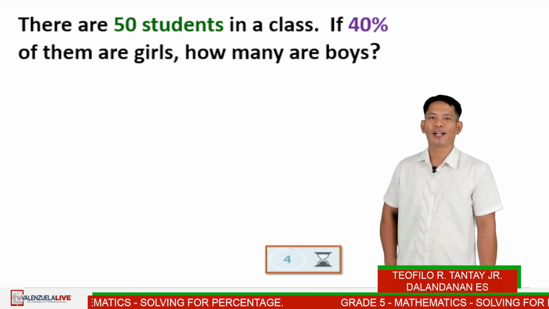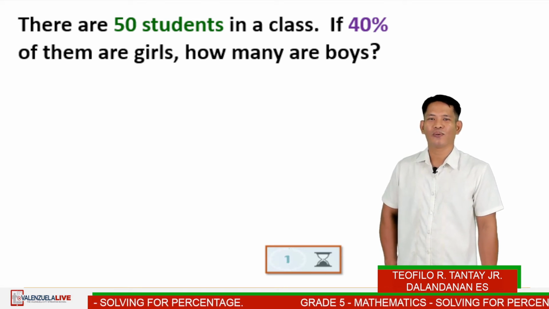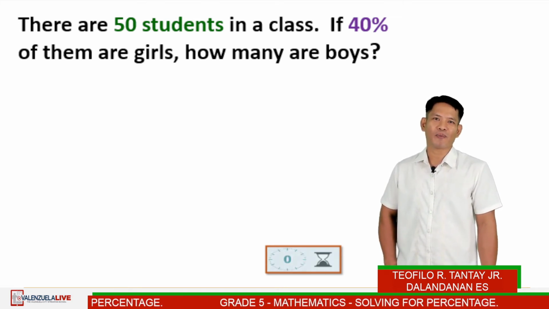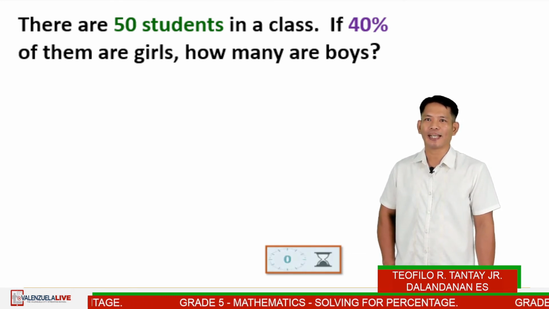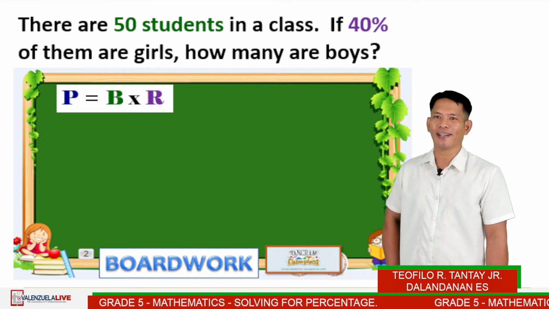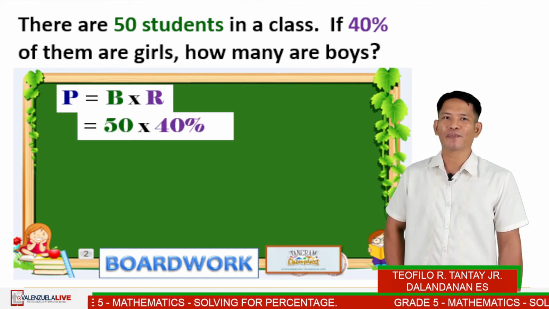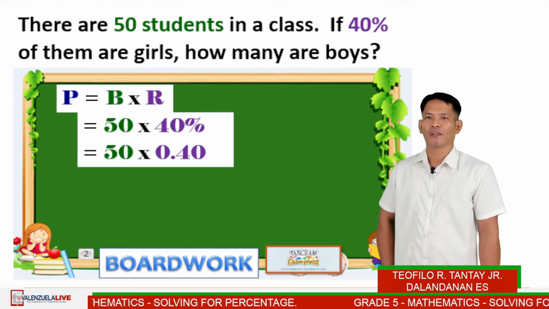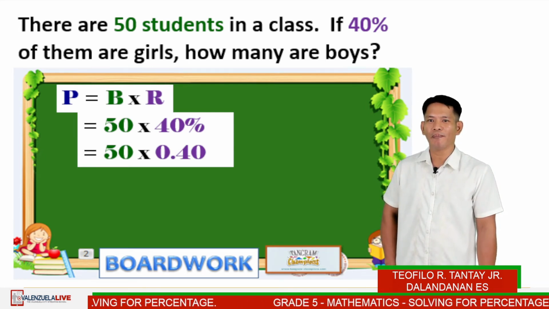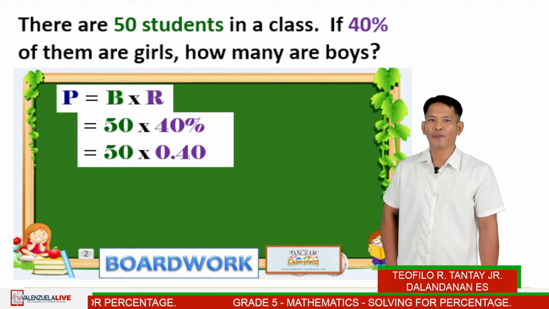Five, four, three, two, one, time's up. Okay, let's check your answers. Grade 5, what is the number of boys in a class? Applying the formula, we have P is equal to B times R, which is 50 times 40%. If we convert 40% to a decimal number, we have 50 times 0.40.